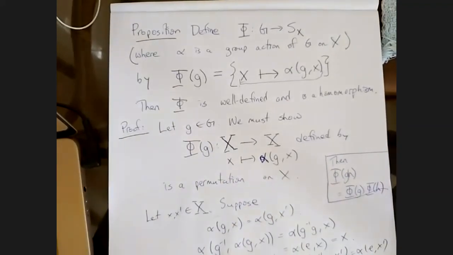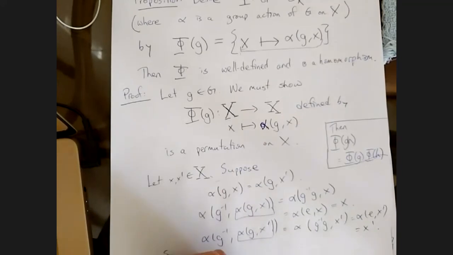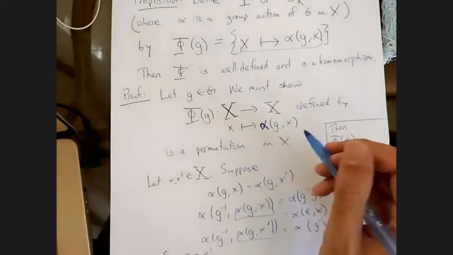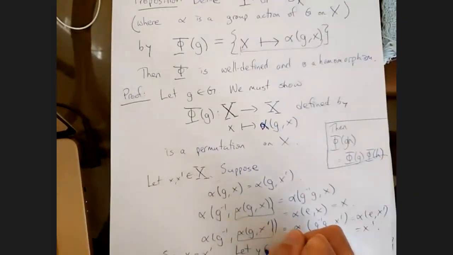Okay. So we started out with this equals this. Since we just did the same thing to both sides, both sides have to be equal, so x equals x prime. Okay, so this function is one-to-one, and we just have to show it's onto. So now let y be in X.